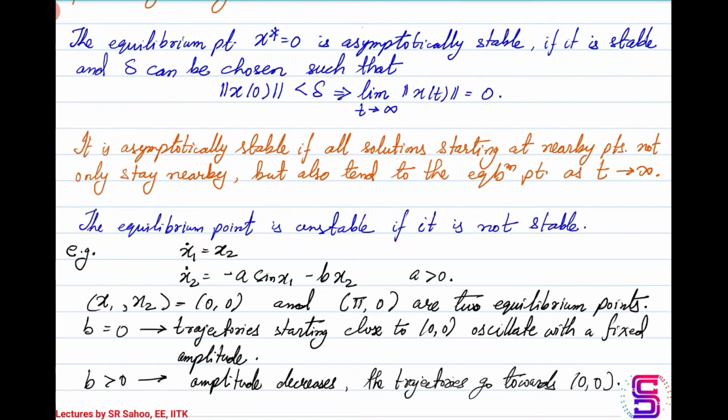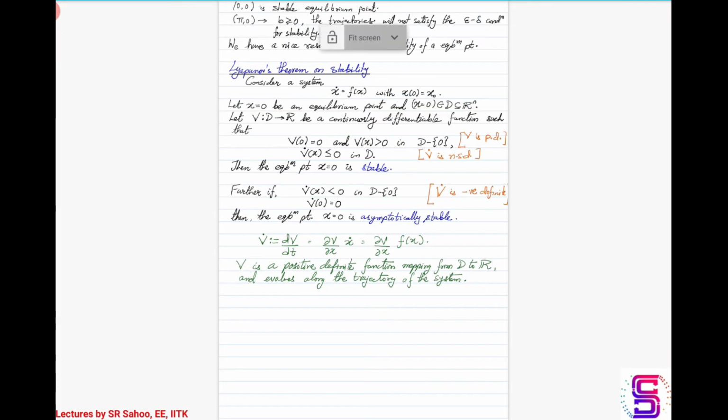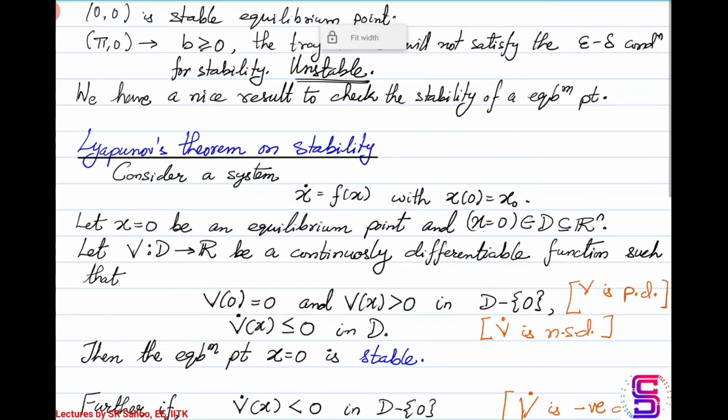Okay, but if b is greater than 0, if b is positive, then it means that there is some opposition to the motion, or rather some damping effect, due to which the amplitude will start decreasing, and as time approaches infinity, the trajectories will go towards the (0, 0) position, which is basically when the pendulum is vertically downwards and at rest. Okay, so (0, 0) here is a stable equilibrium point.